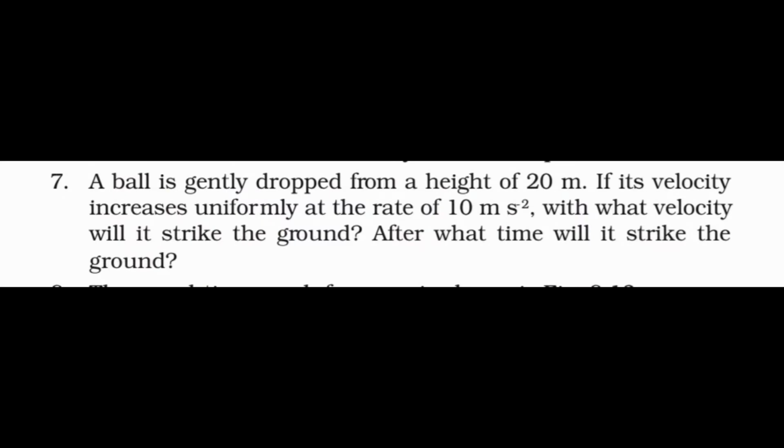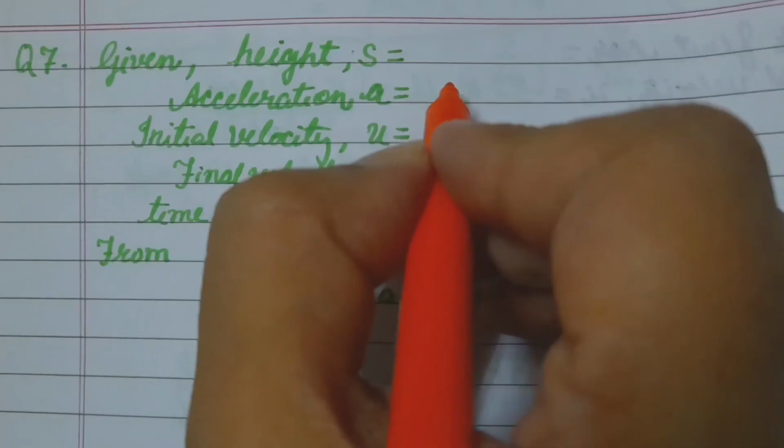Question 7. A ball is gently dropped from a height of 20 meters. If its velocity increases uniformly at the rate of 10 meters per second square, with what velocity will it strike the ground? After what time will it strike the ground?